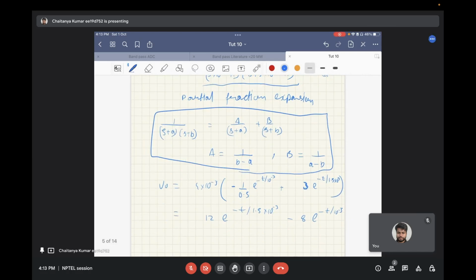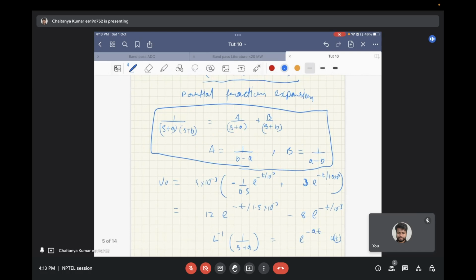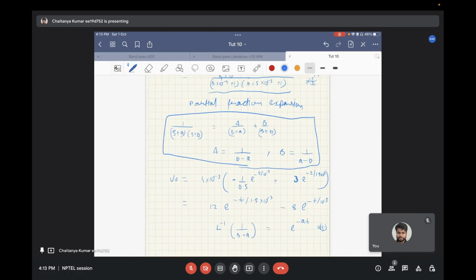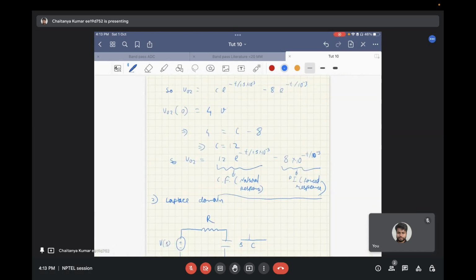And from there, we know that the inverse Laplace transform of 1 upon S plus a is equal to e to the power minus at u of t. So from there, you get the value of V naught as 4 into 10 to the power minus 3 into this thing. If you simplify it, you get the same value as you calculated in the time domain. So here is the time domain equation. This is how you needed to find it, both in Laplace domain and time domain.